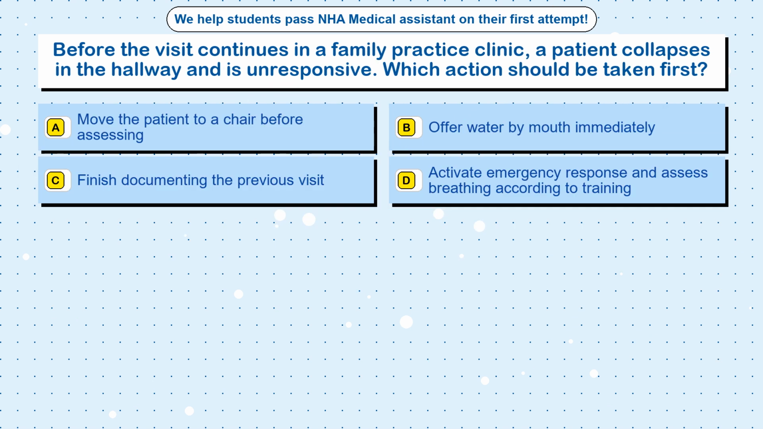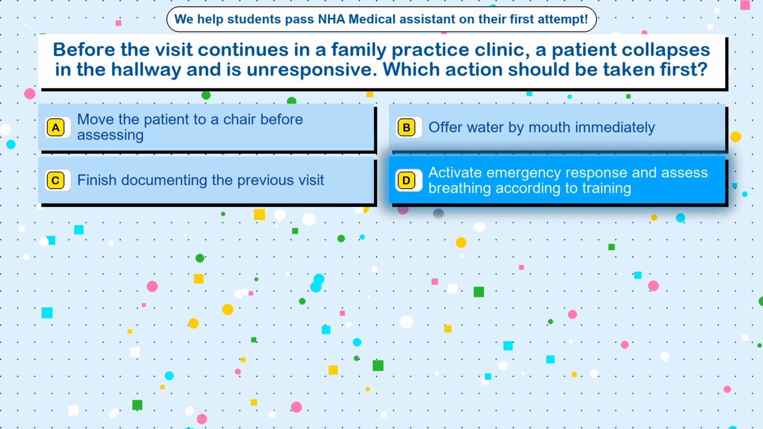Question 66. Before the visit continues in a family practice clinic, a patient collapses in the hallway and is unresponsive. Which action should be taken first? Option A. Move the patient to a chair before assessing. Option B. Offer water by mouth immediately. Option C. Finish documenting the previous visit. Option D. Activate emergency response and assess breathing according to training.